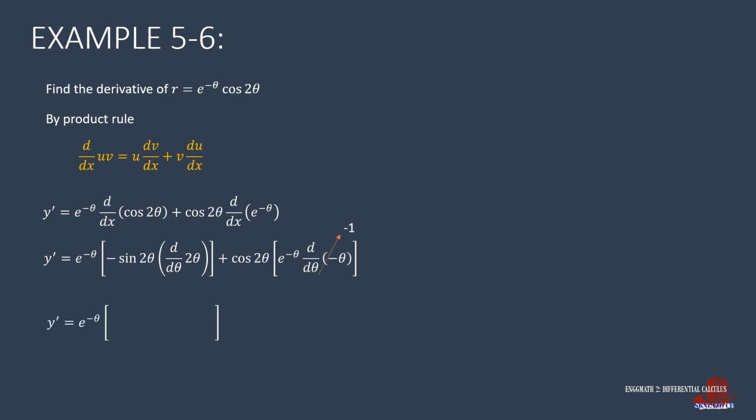This is reduced to negative 1. Similar with d theta all over d theta in the succeeding first term, so y prime is then negative 2 times e raised to negative theta times sine of 2 theta minus e raised to negative theta multiplied by cosine 2 theta.